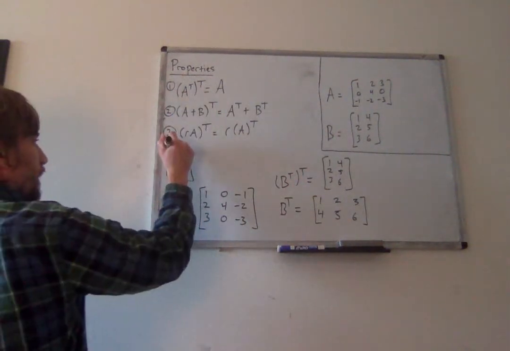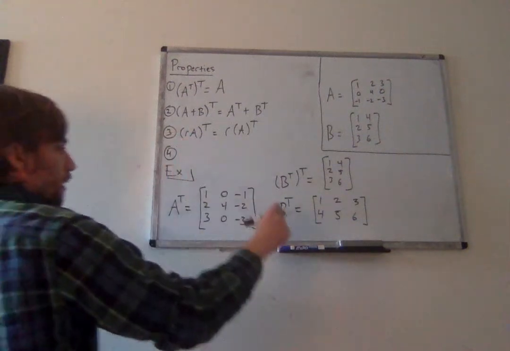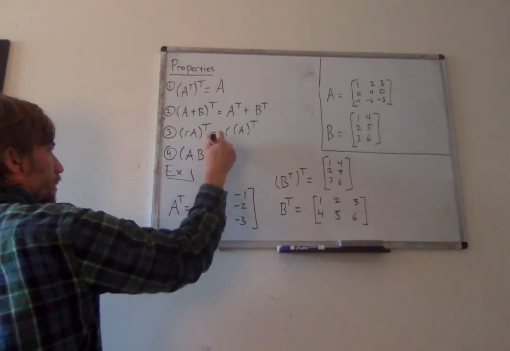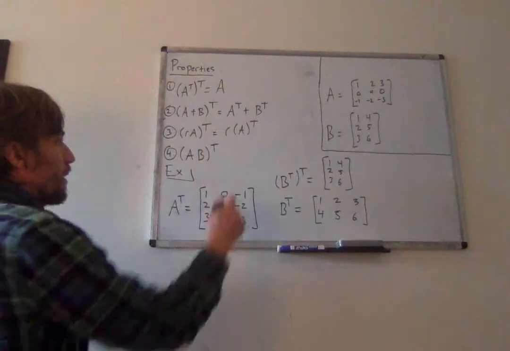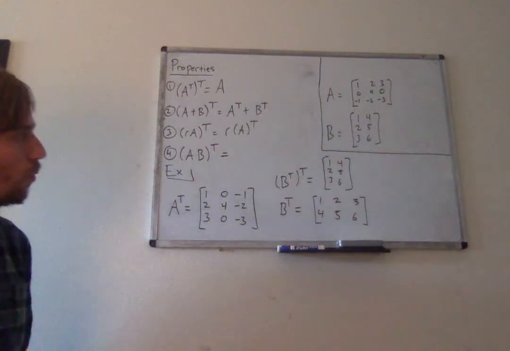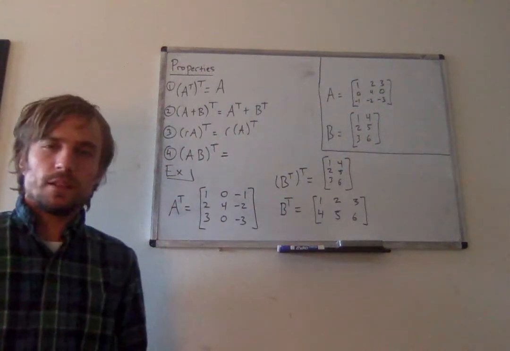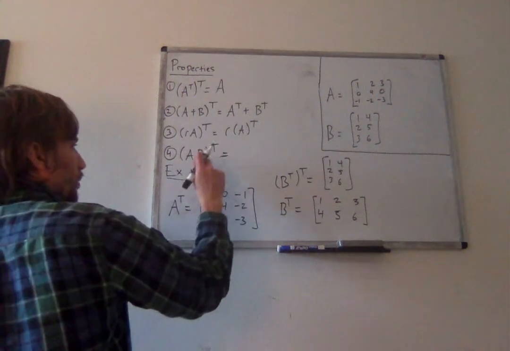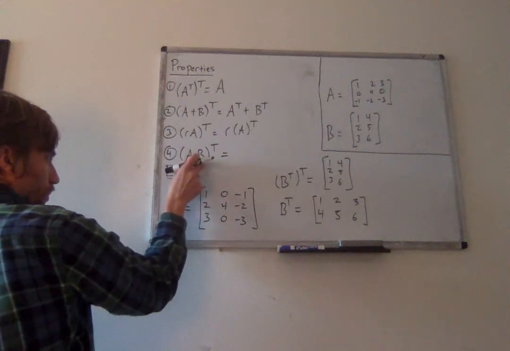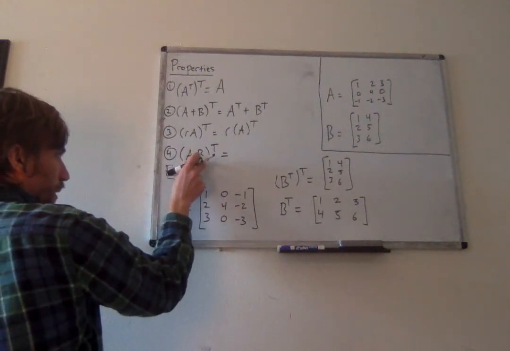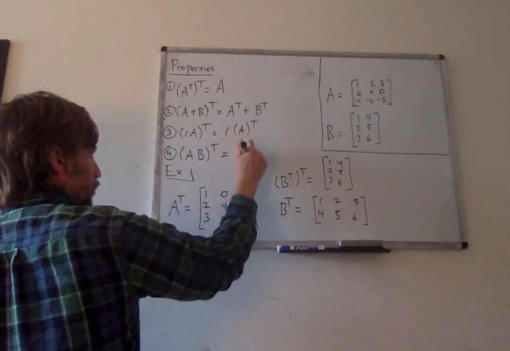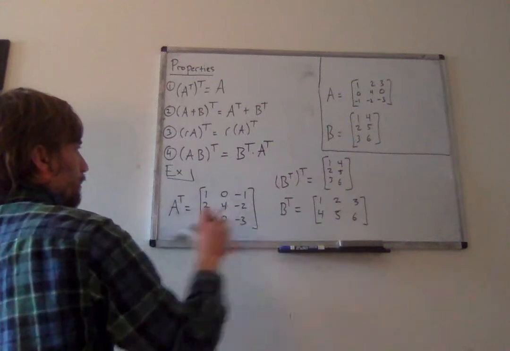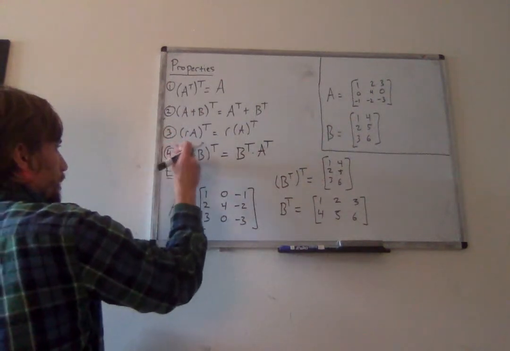Now, the very weird one, which I want to talk about here, what if we have A times B quantity transpose? What is that equal to? Well, actually, I'll just give it, and then we'll calculate it. So if I want to take the transpose of AB, this is actually equal to B transpose times A transpose. I'll circle that one because it's by far the weirdest.